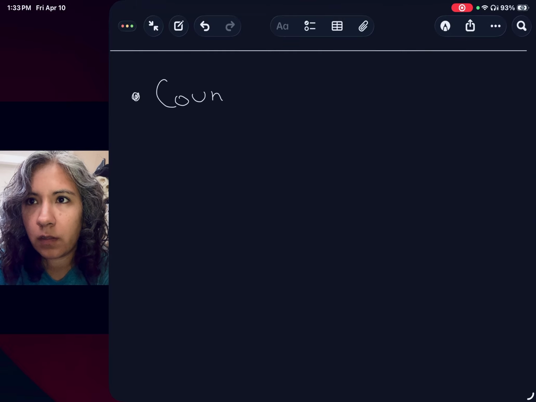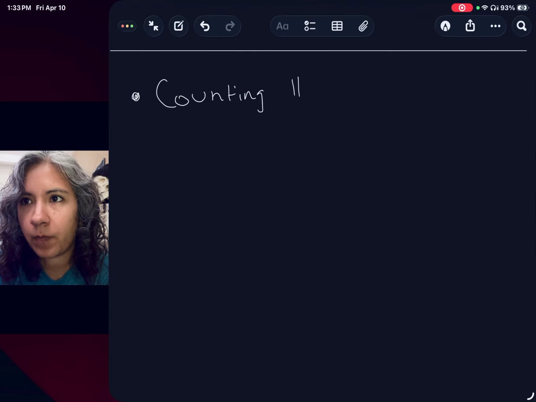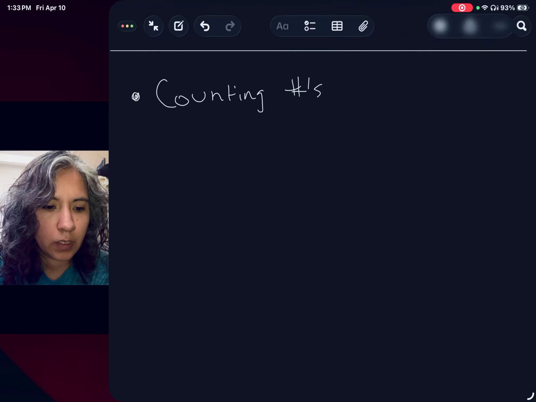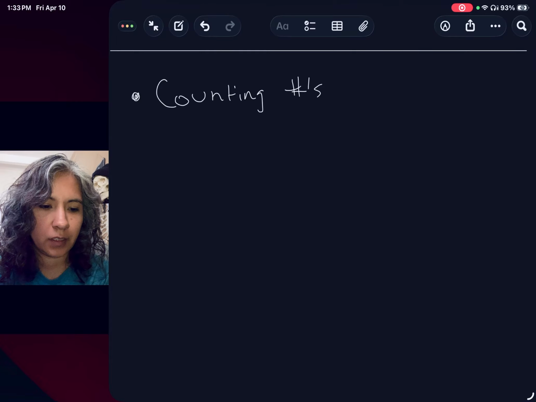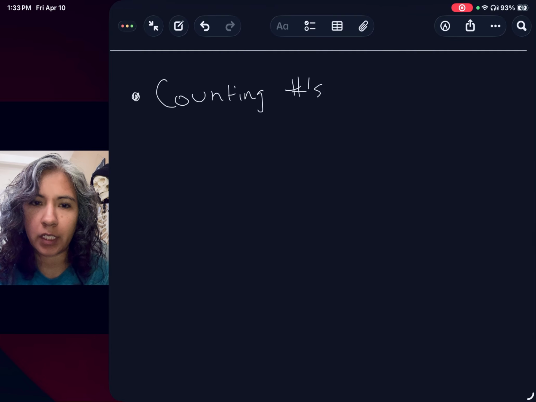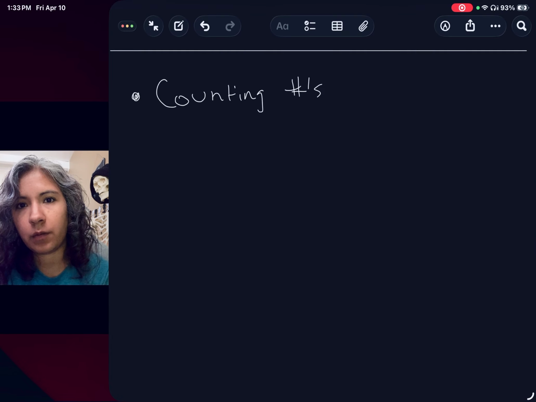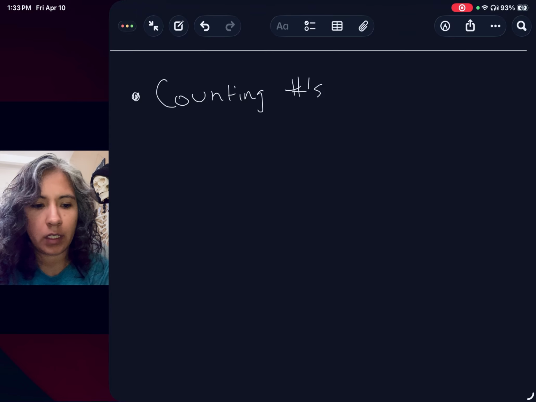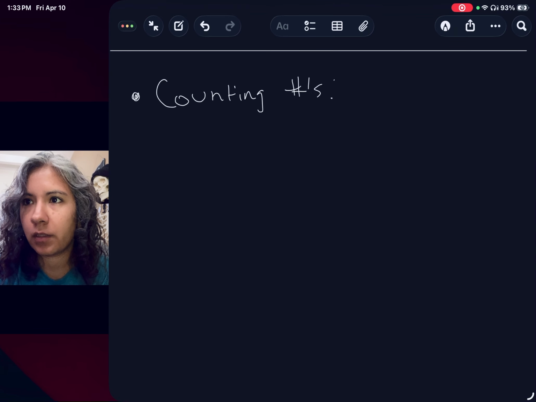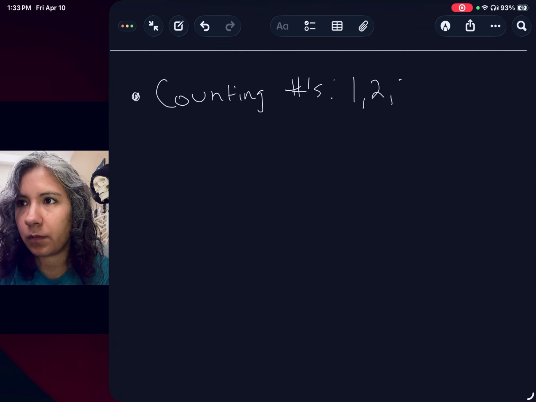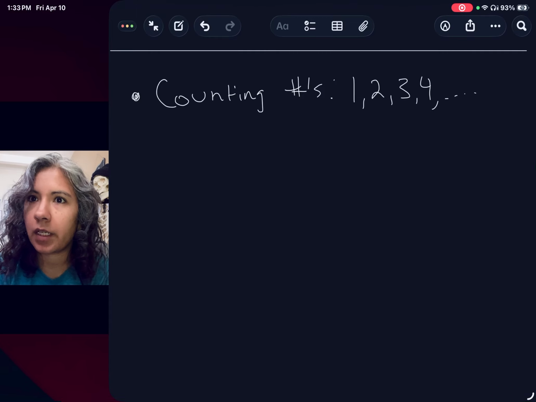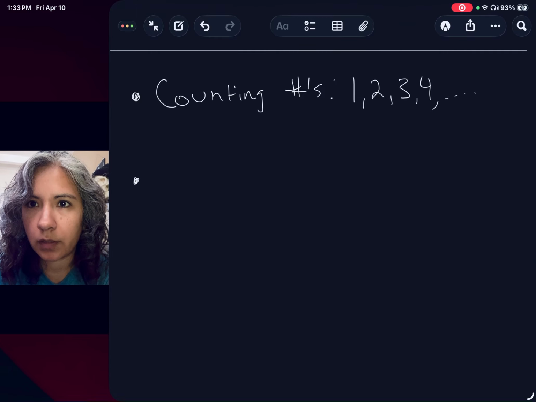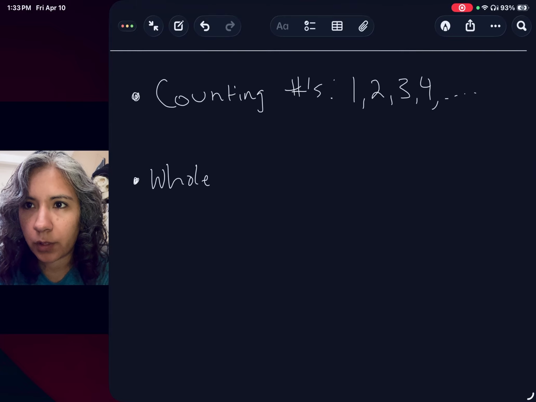Okay, counting numbers. Counting numbers are the numbers that we say when we count. So we count 1, 2, 3, 4, and so on. So 1, 2, 3, 4, right? And then the next group of numbers is whole numbers.